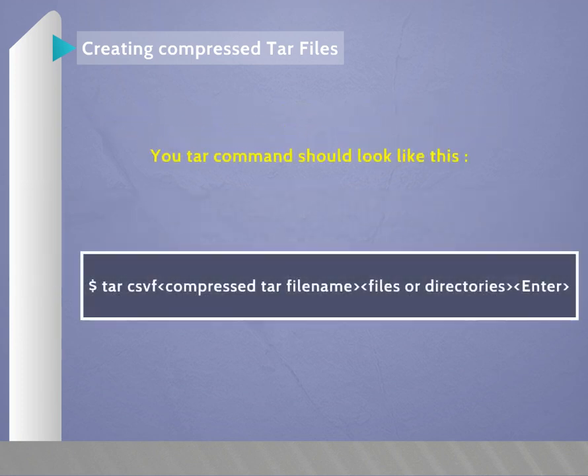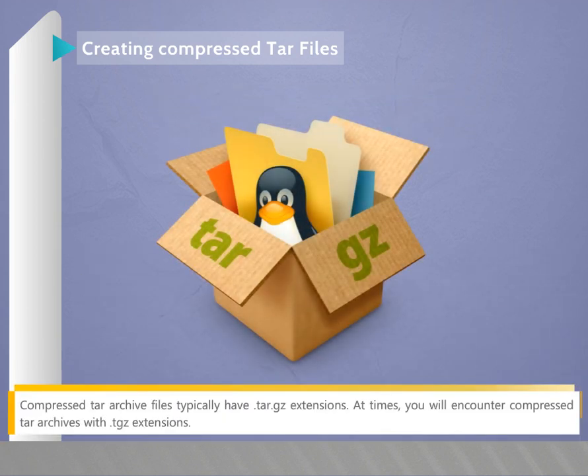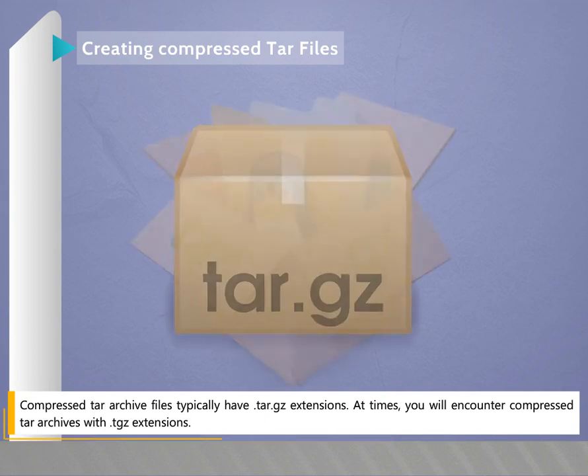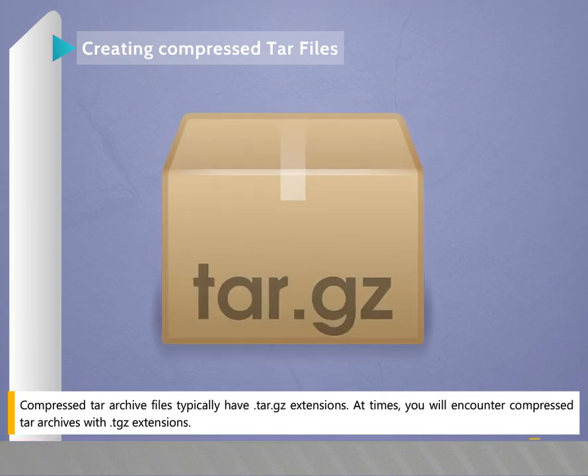Your tar command should look like this: $tar czvf compressed tar file name, files or directories, enter. Compressed tar archive files typically have .tar.gz extensions. At times, you will encounter compressed tar archives with .tgz extensions.